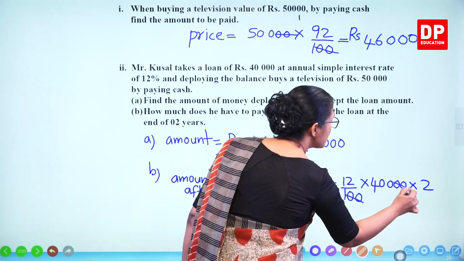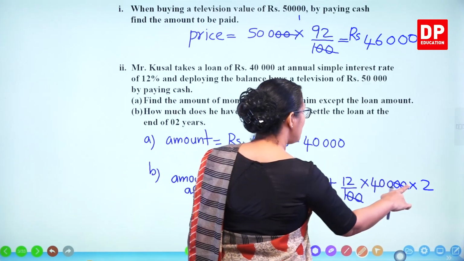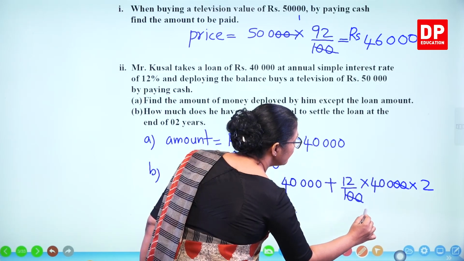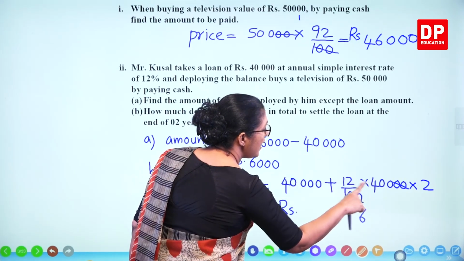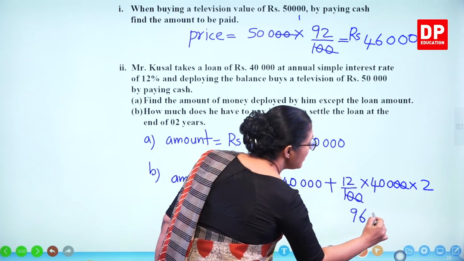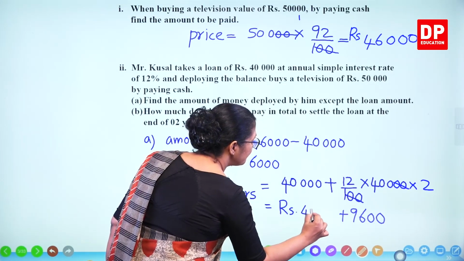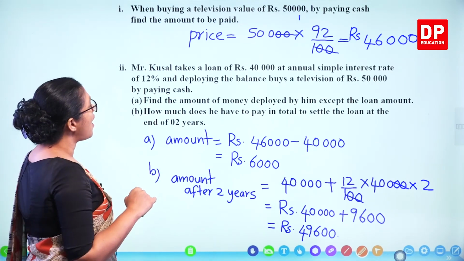So 2 zeros get cancelled out and you get 8. 8 times 2, 16. 8 times 1, 8, plus 1, 9. Then 0, 0, plus 40,000. So you get 49,600 rupees, which is the answer for part B.